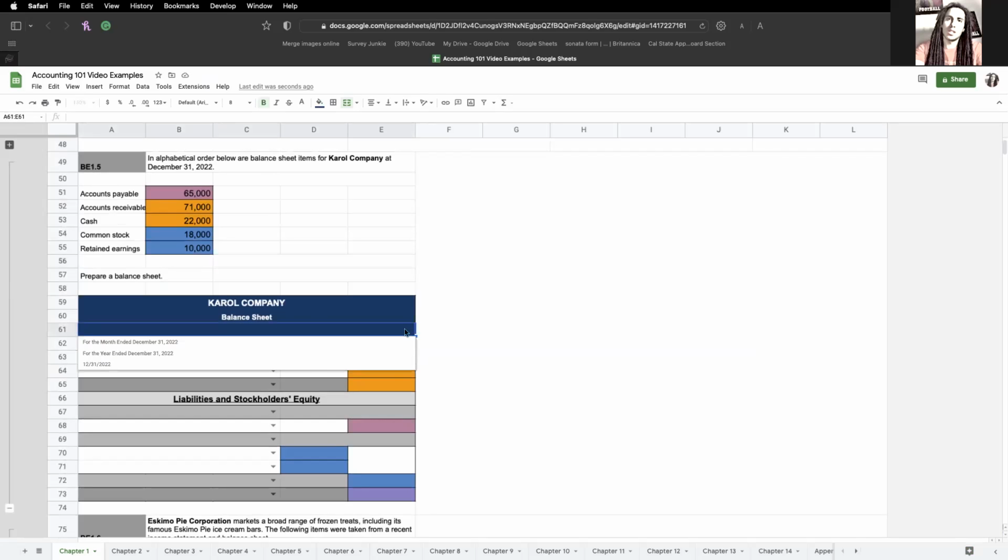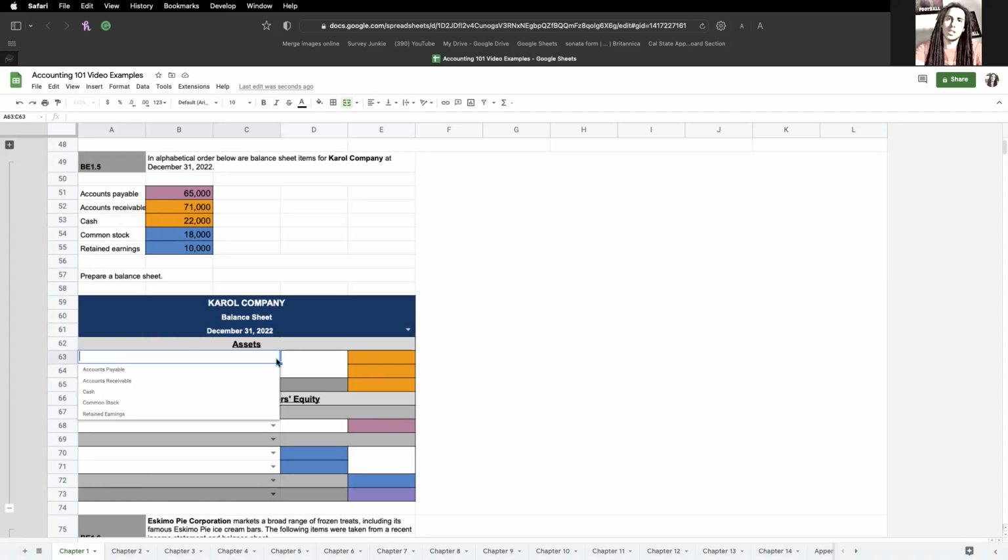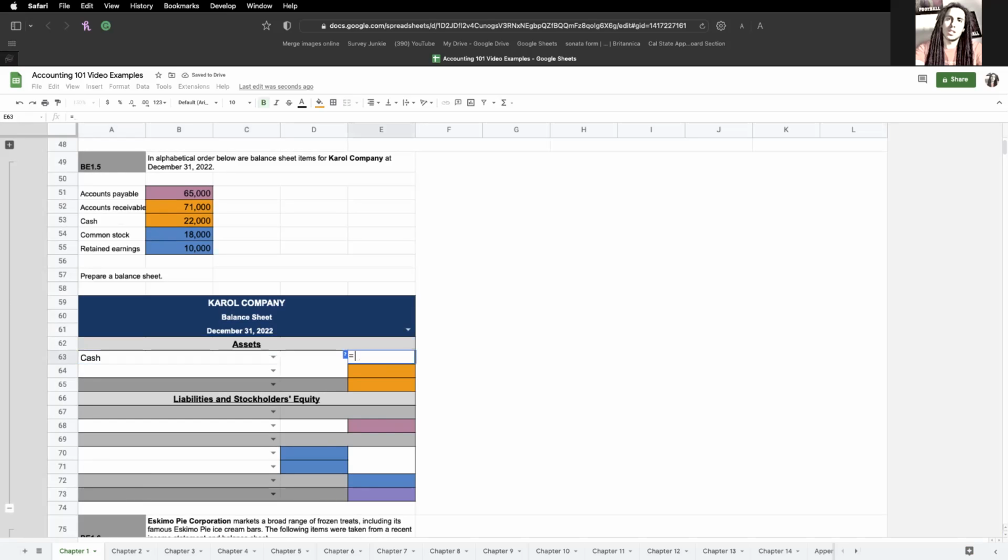So for the balance sheet, we're going to put the date December 31st, 2022. What do they have? So what do they own? What do they owe? And what do the owners have access to? So in terms of assets, we're going in terms of liquidity, which is how liquid they are in terms of cash. Cash is going to go first. So cash is 22,000.